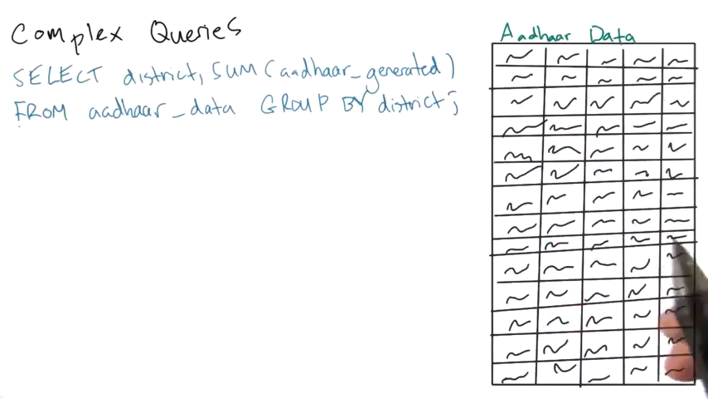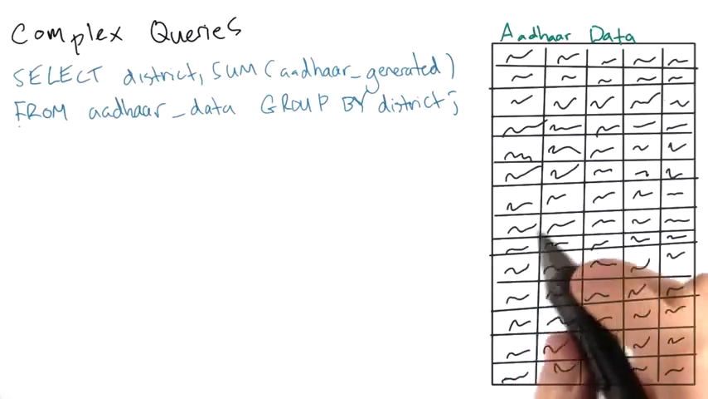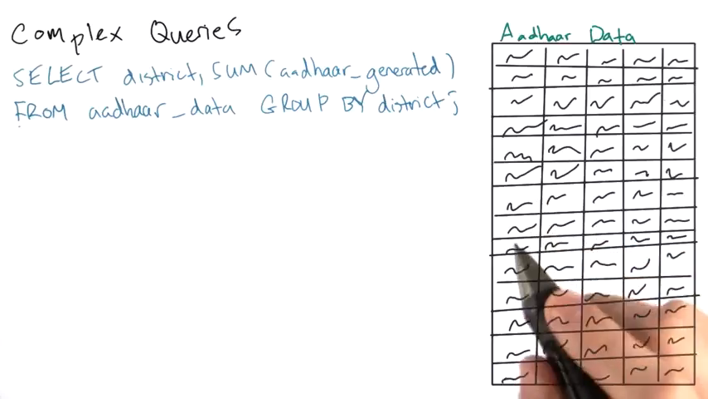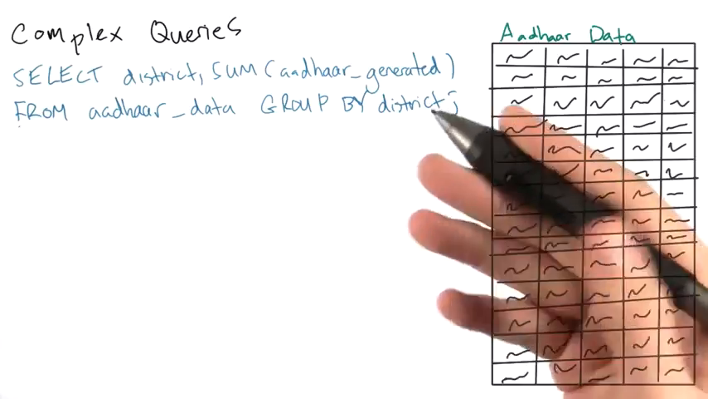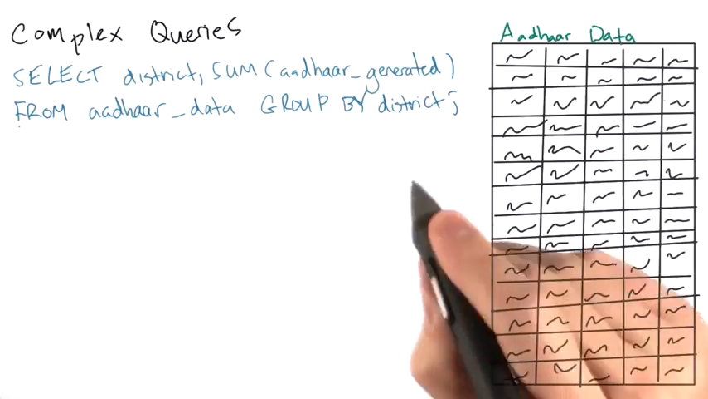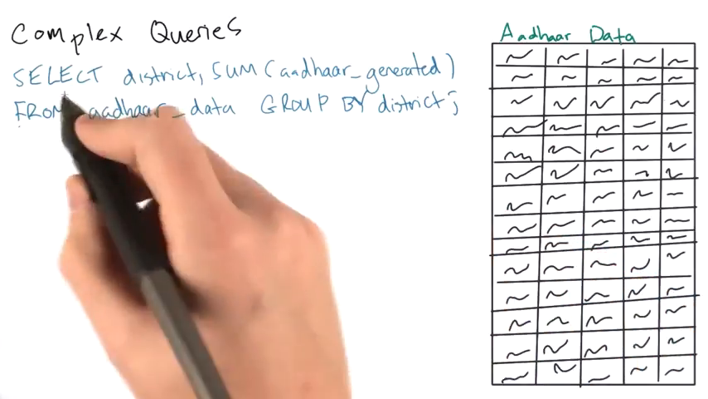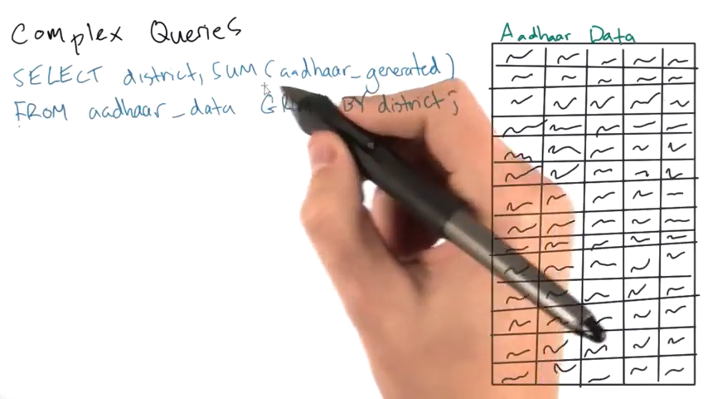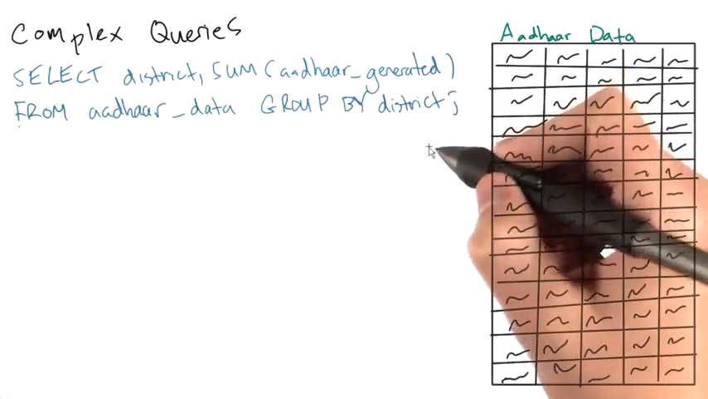The last thing that I want to quickly discuss are some functions that usually exist in query languages like SQL, such as group bys and aggregate functions. So let's say that I wanted to create some transformed version of my data. For example, what are the total number of enrollments per district? I could write something like this. Select district, sum oddhard generated from oddhard data, group by district.